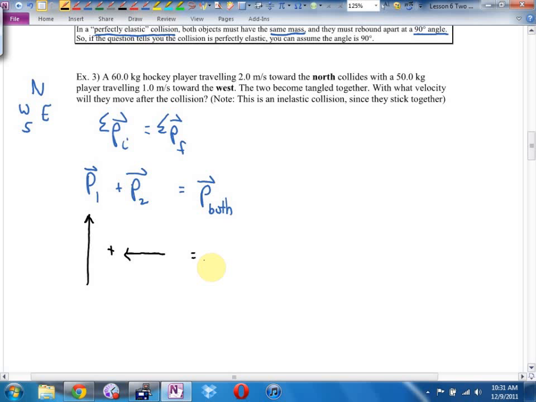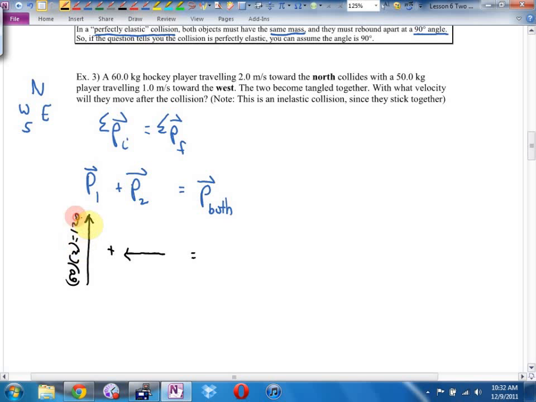Oh, yes, I do. Momentum is what times what? So the mass of the first hockey player is 60 times the velocity is 2. You know what? This arrow is 120 long. Is that okay, Connor?